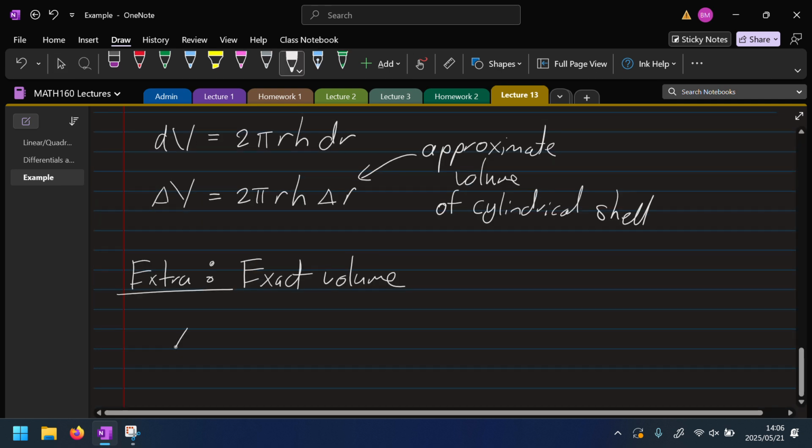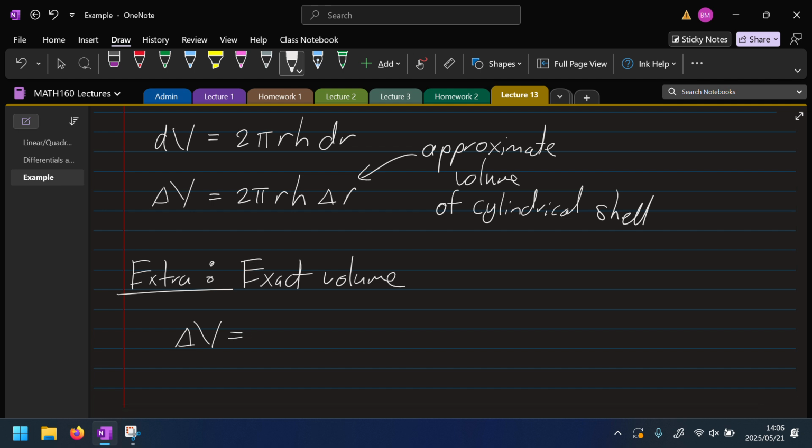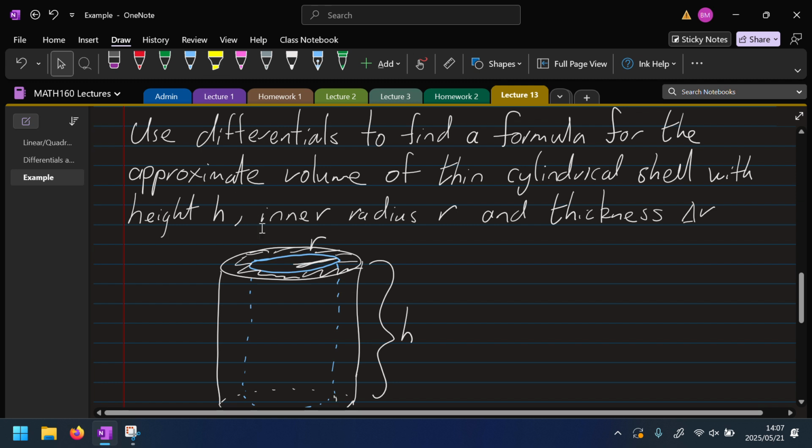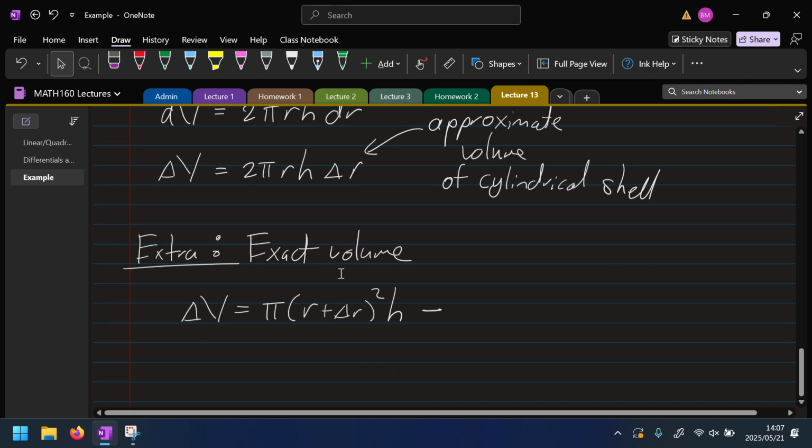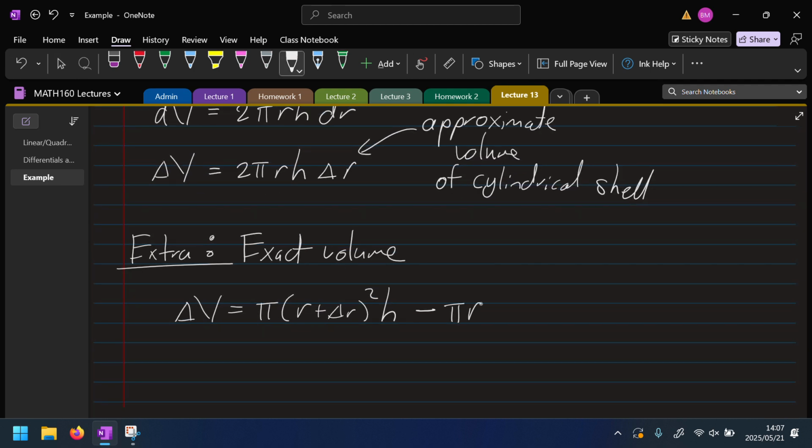So the exact volume, that will be delta V. That will be V with the larger radius minus V with the smaller radius, because the smaller one we are removing. With the larger radius, that will be pi (r plus delta r) squared h. So r plus delta r is the bigger radius, minus the part that was removed, which just has radius r. So minus pi r squared h.